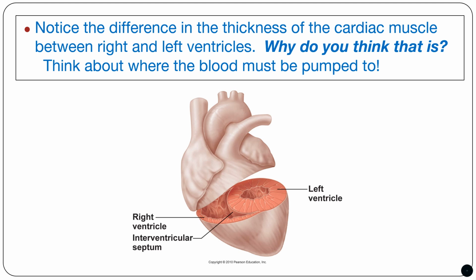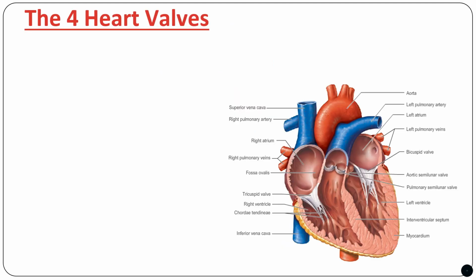So when we did our dissections, you probably noticed there was a drastic difference in the thickness of the cardiac muscle between the right and the left ventricles. The reason for that is because the left ventricle is pumping blood to the entirety of the body, whereas the right ventricle just has to pump it up through those pulmonary vessels and into the lungs. So it doesn't have to have quite as much force to get it there.